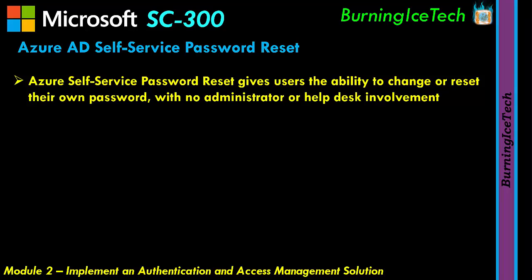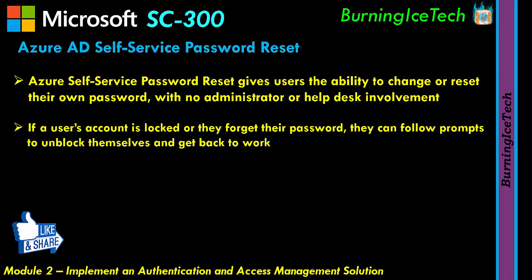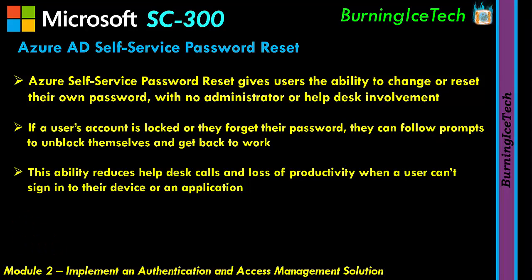But we know, even though we're going to implement this, the users will still expect you to go and do it because they want to be spoon-fed. That's normally how it is. So it says if a user's account is locked or they forget their password, they can follow the prompts to unblock it themselves and get back to work. It reduces help desk calls and loss of productivity when a user can't sign in to a device or an application, because they can fix it themselves and get back to work themselves. But unfortunately, we know they're not going to do that. They're going to expect you to still do it for them.